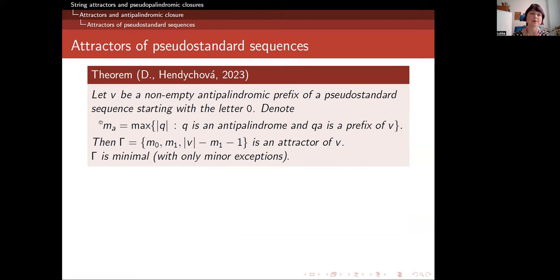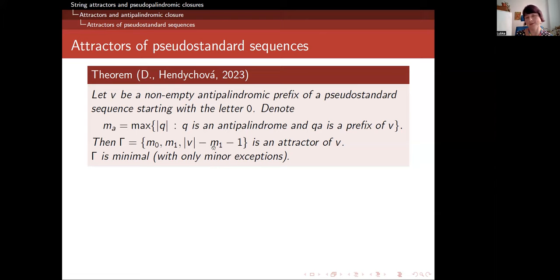So we have the following theorem. If V is a non-empty antipalindromic prefix of a pseudo-standard sequence starting with the letter zero, then we consider the longest antipalindromic prefixes followed by each letter. They can exist, but they do not have to exist. So if such a prefix does not exist, then we put M0 equal to M1. And then what we have for positions of the attractor is that it is formed by M0, M1. So these are the lengths of the longest antipalindromic prefixes followed by 0 and 1. And here's the mirror image of M1. So we have three positions here in general.